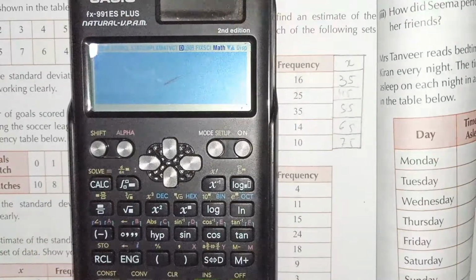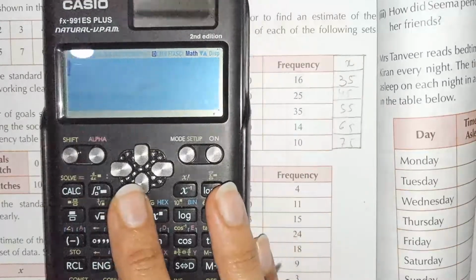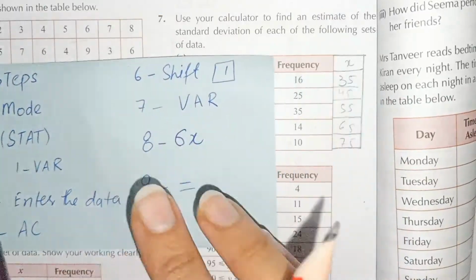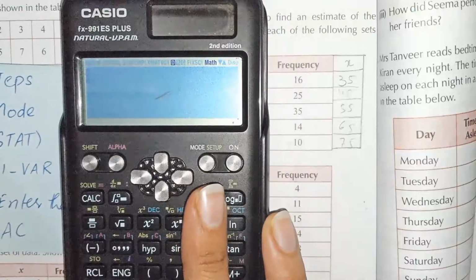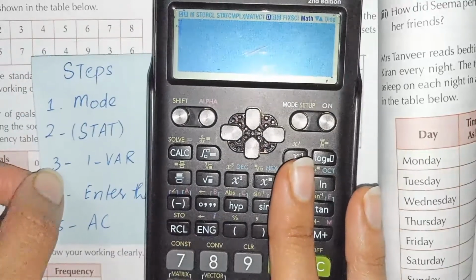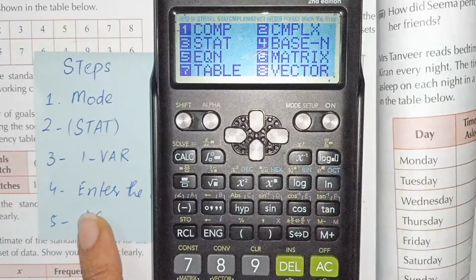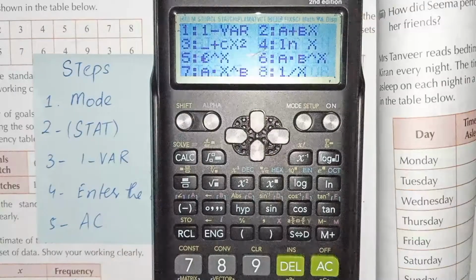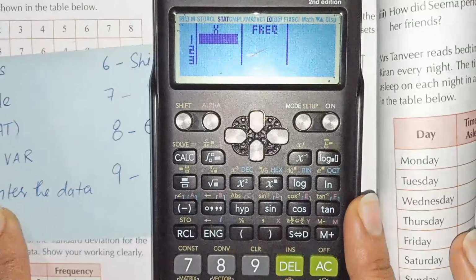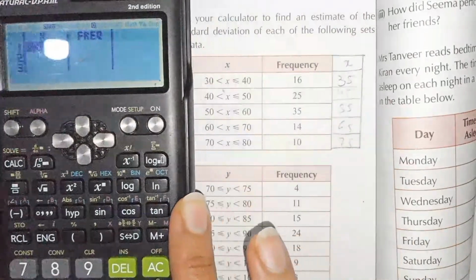Now we have to follow the same steps which we follow to find the standard deviation of ungrouped data. This is the grouped data, and we follow the same steps. Step 1 is mode, and we select statistics and 1. Now we have to enter the data.